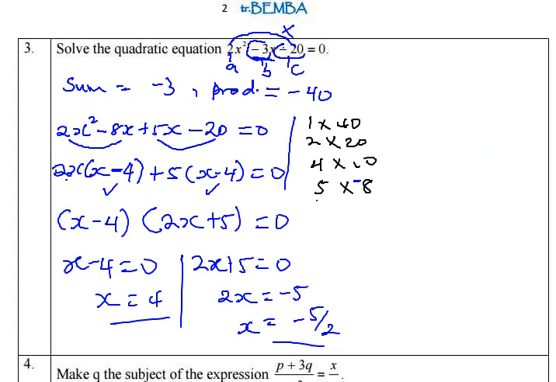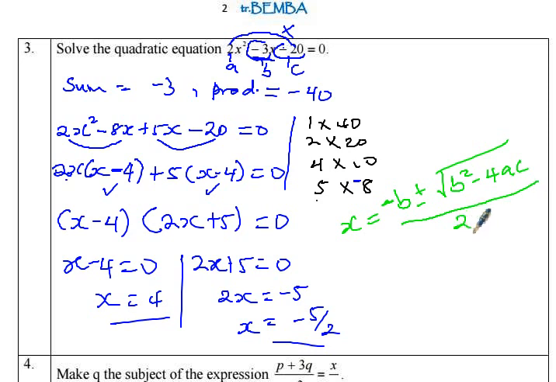But remember, we also said that we can use the formula where x equals minus b plus or minus the square root of b squared minus 4ac, and everything is divided by 2a. And when you use this formula, simply go ahead and substitute what b is, what a is, what c is, and then you solve. That is yours to enjoy.